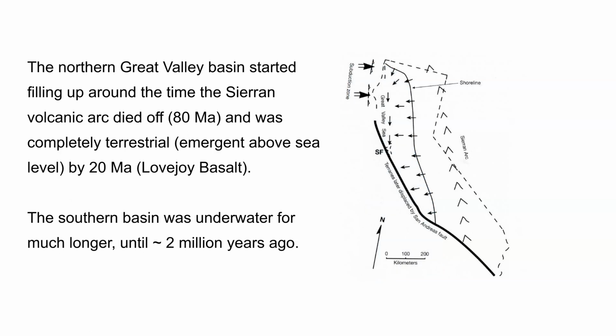The northern Great Valley Basin started filling up around the time the Sierran volcanic arc died off. So around 80 million years ago, we saw a lot more material coming down into the basin and starting to fill it up. And it was completely terrestrial around 20 million years ago. So everything was above sea level by that time. That doesn't mean that we didn't have inland seas or old lakes left behind, because we did. The southern basin was actually underwater for much longer, until about 2 million years ago.